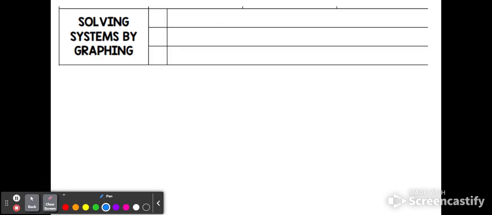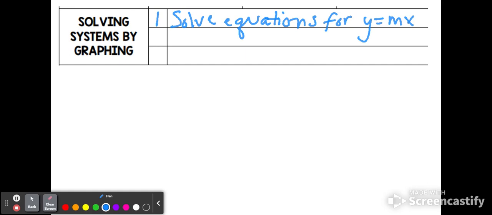Okay, when it comes to this part for the notes, what are the steps we need to take? First of all, we want to make sure we write or solve the equations to be in slope-intercept form. So I'm going to write it, solve it so that it is y equals mx plus b.